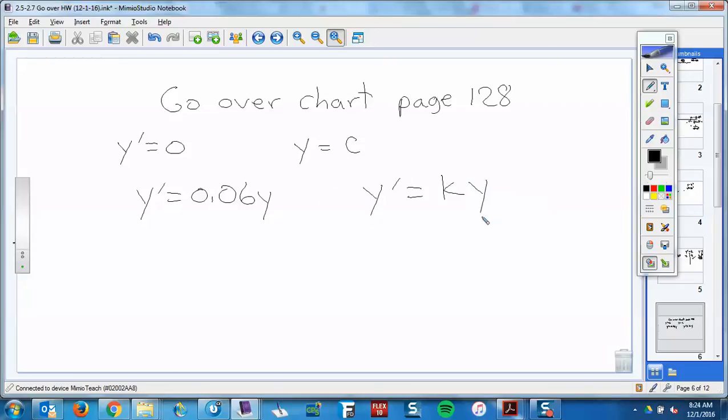If it says the rate of growth of Y is proportional to the value of Y, you hear that proportional, you stick in a K. Here, the rate of growth is proportional to the time. Okay? Well, that would be like that example. We're going to do this here in a second.